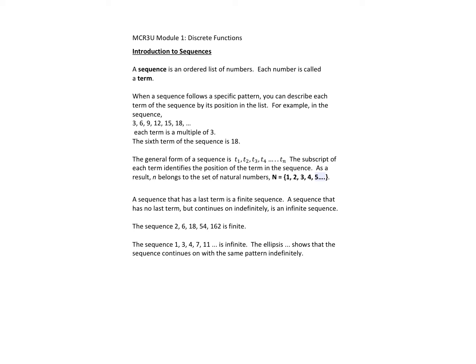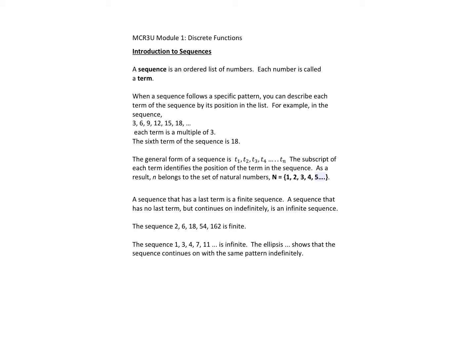In this module, we are going to be looking at discrete functions. So we will start with looking at sequences, which is a list of ordered pairs where each number in that sequence is called a term. Sometimes there is a pattern and sometimes there's not. So we'll look at specific patterns.